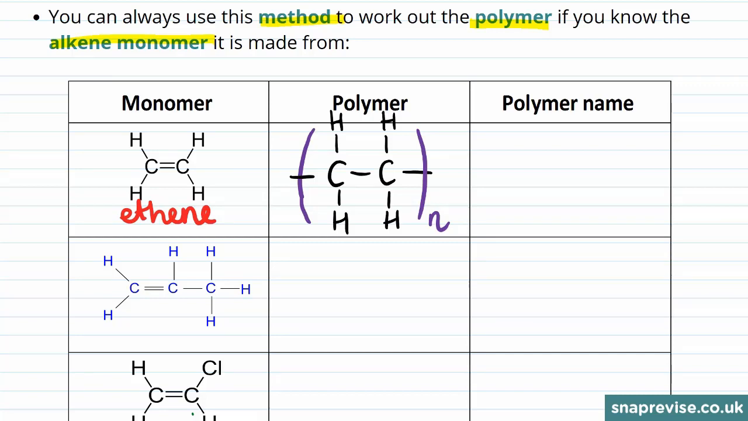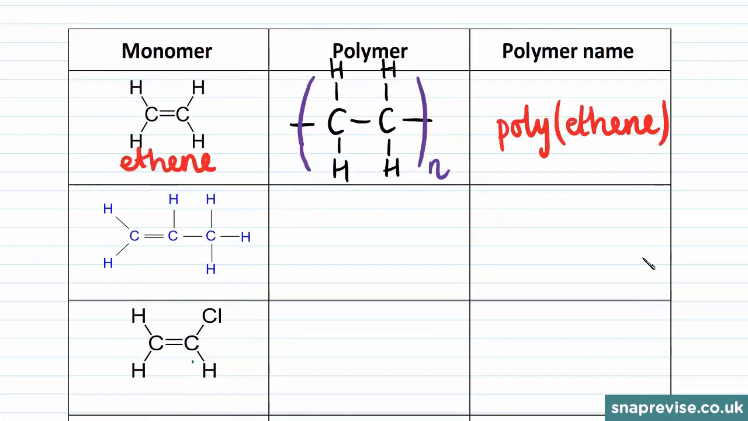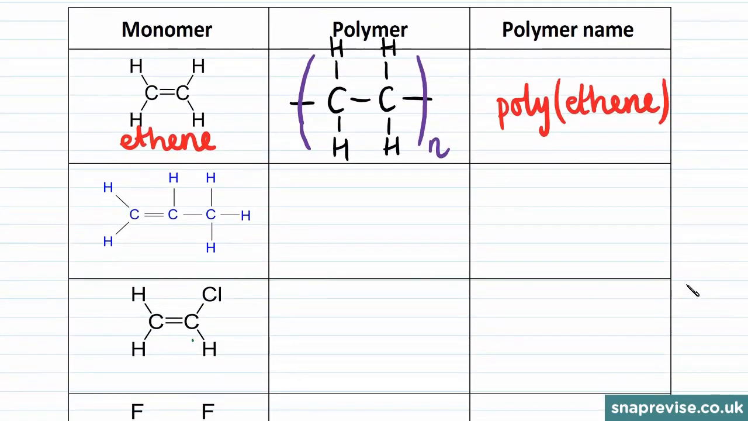We can also easily name this polymer. We start by using the prefix poly to show that we're talking about a polymer, and we then add the name of our monomer in brackets, which in this case is ethene, giving us our polymer name of polyethene. We also saw the next example in the first part of the video.